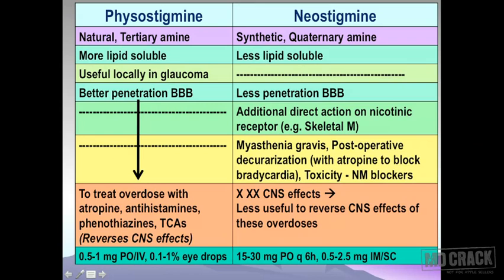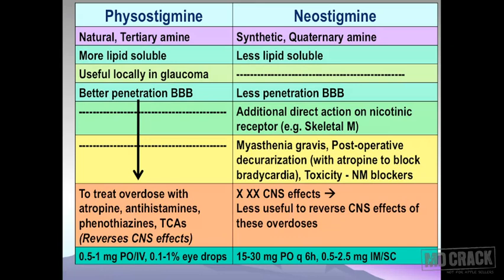So physostigmine is useful to reverse the central effects not only of atropine overdose but also of overdose with antihistamines, phenothiazines, and tricyclic antidepressants. So it's a very important property to reverse the central nervous system effects in all these poisonings. Coming to the right side now, neostigmine is less lipid soluble, so you don't expect it to be used in the management of glaucoma because it would not penetrate. It's got less penetration across the blood-brain barrier, so you won't expect it to be used for the central nervous system effects. Whereas neostigmine has got a special property.